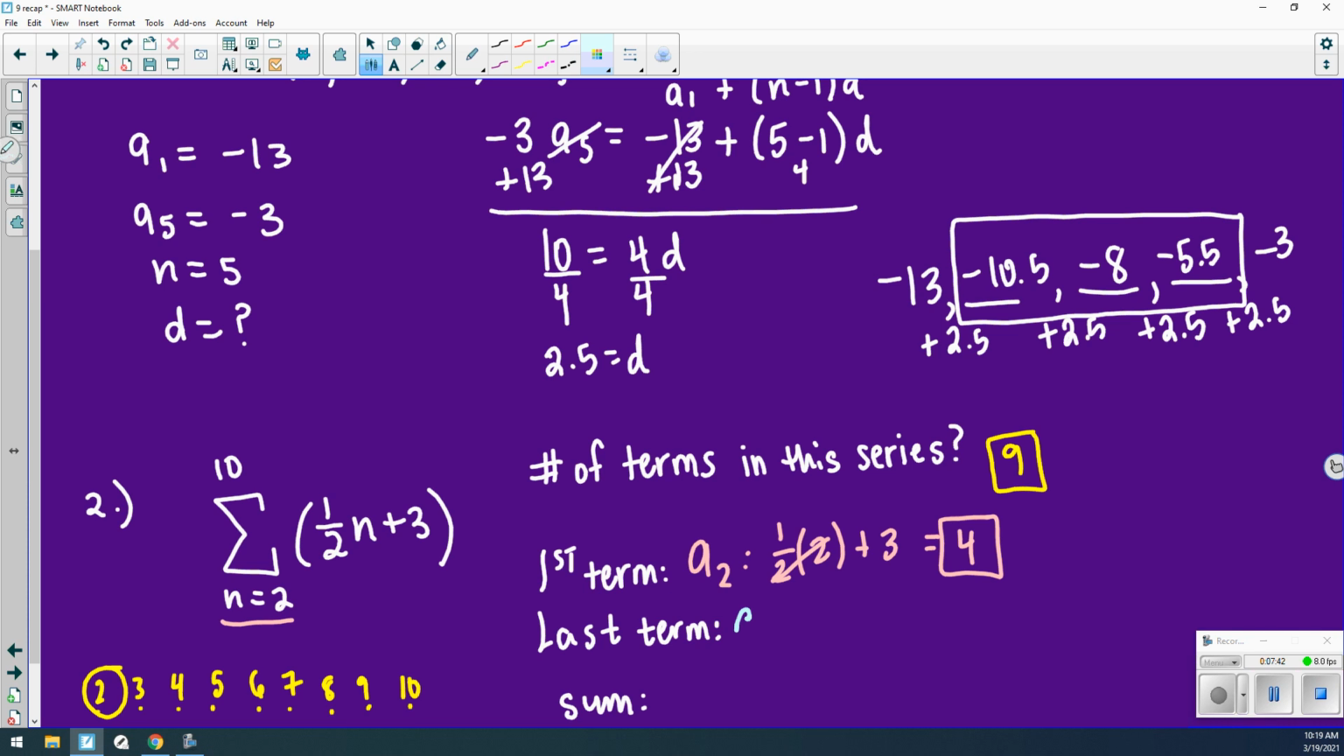A sub 10 will be my last term. A sub 10 is 1/2 times 10 plus 3. Half of 10 is 5. 5 plus 3 is 8. So my last term is 8. And then what would the sum be?